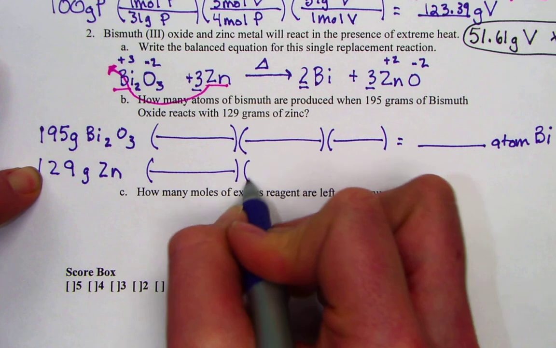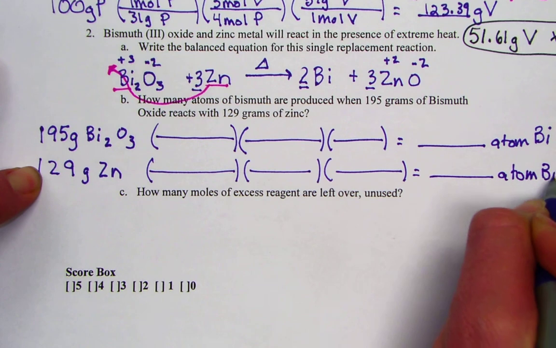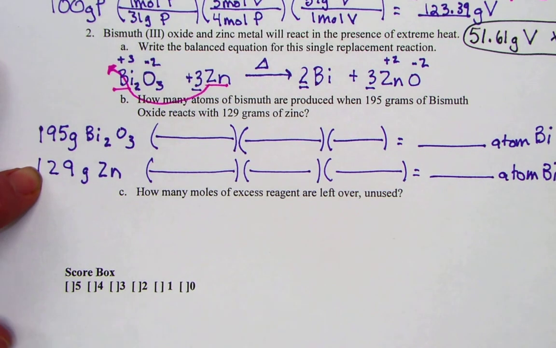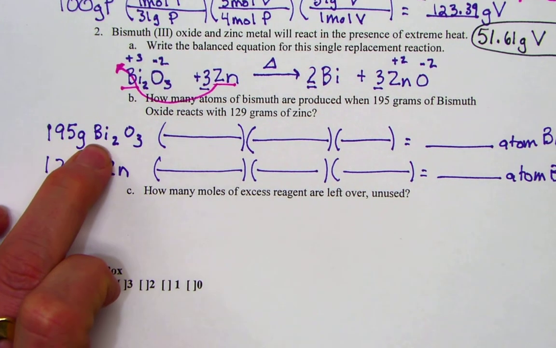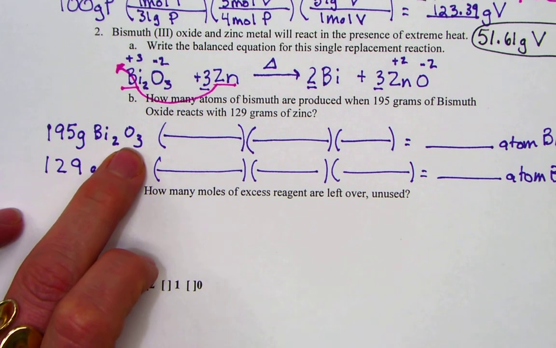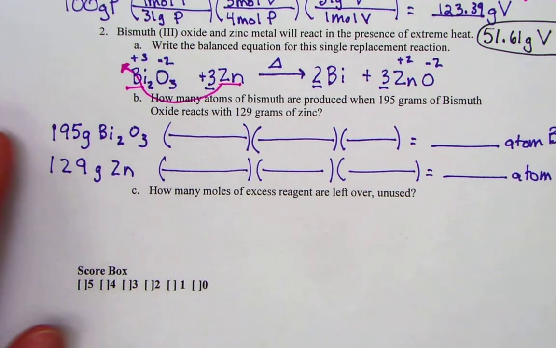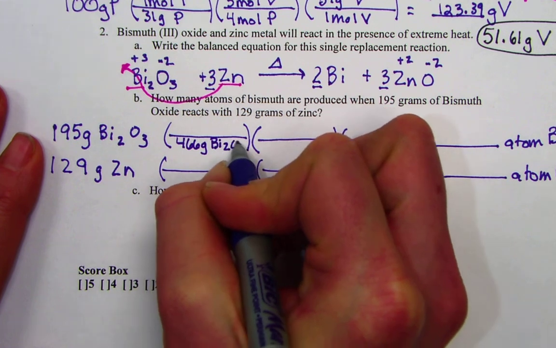Same journey for this guy. Step 1, step 2, step 3. We want to get to atoms of bismuth and compare those to find the smaller of our 2 answers. In our first conversion, we will need a molar mass of Bi2O3. We find the molar mass of bismuth, 208.98. Let's call that 209 grams. If bismuth is 209, there are 2 of them, so times 2, plus 16 times 3 for the oxygen. I'm finding 466 as the molar mass of our compound, bismuth 3 oxide.